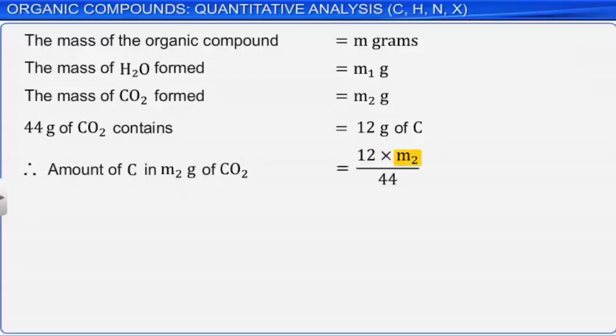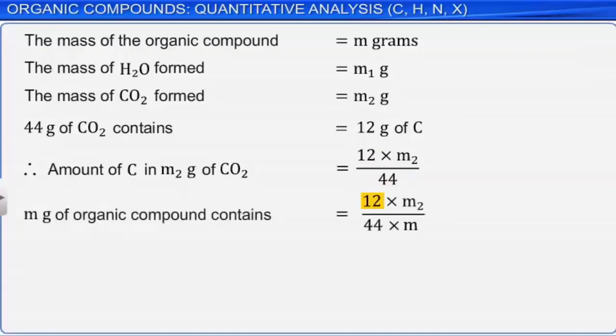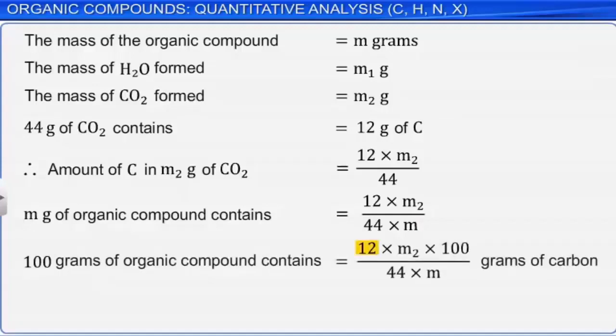Now, m grams of organic compound contain 12 multiplied by m2 divided by 44 and m. Therefore, 100 grams of organic compound would contain 12 multiplied by m2 multiplied by 100 divided by the product of 44 and m. This gives the percentage of carbon present in m grams of the given organic compound.